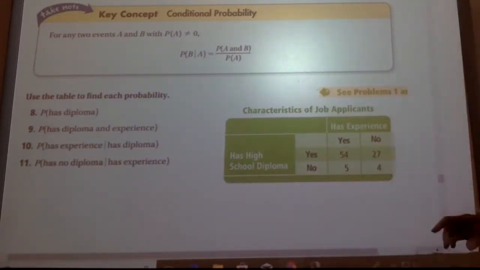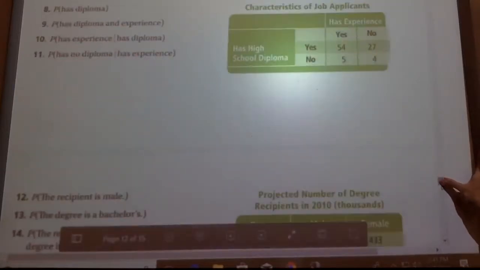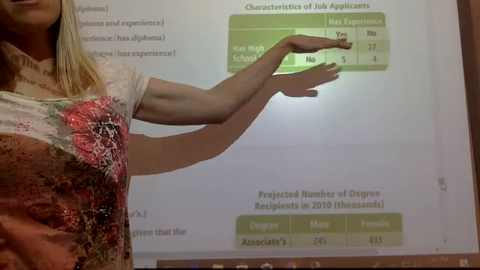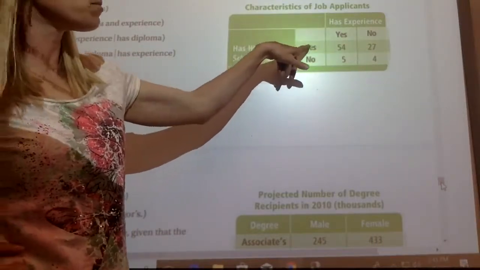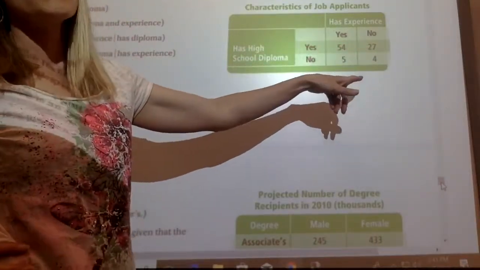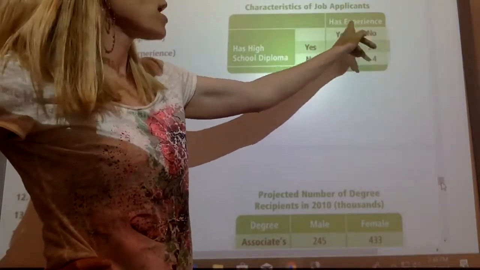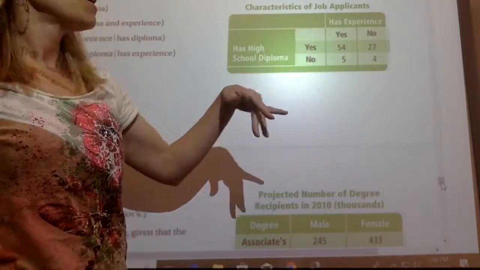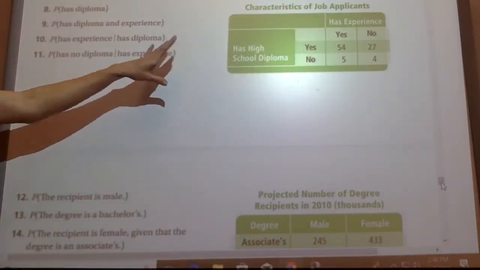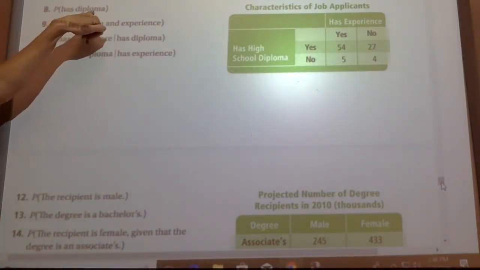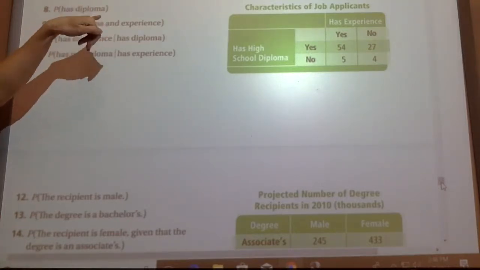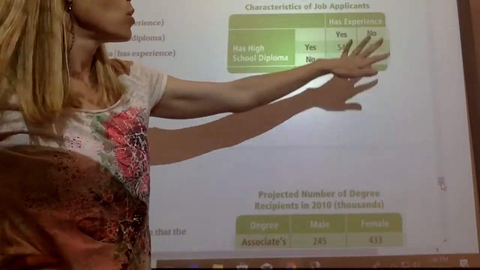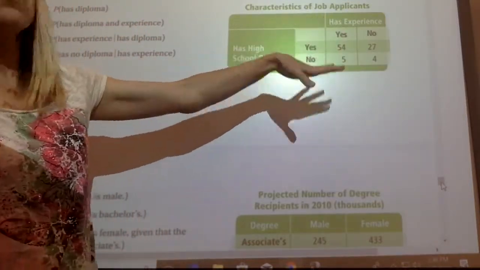So if you look at this two-way table, and this is called a two-way table because you read it two ways. You can read it horizontally, who has a high school diploma, yes or no, and you can read it vertically, who has experience, yes or no. If I just have a probability question, what's the probability that someone has a diploma? You're saying favorable over total. Out of all of my job applicants, who has a diploma?